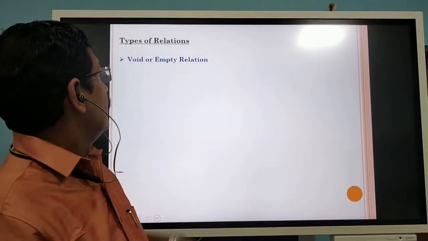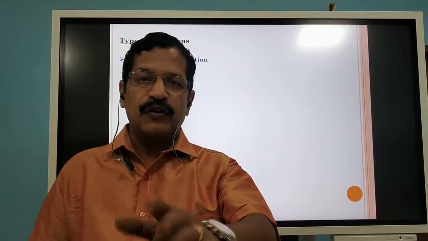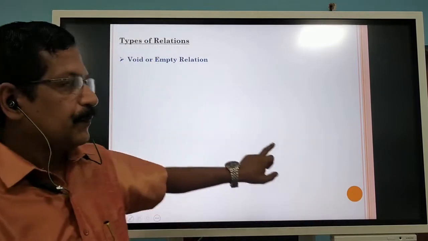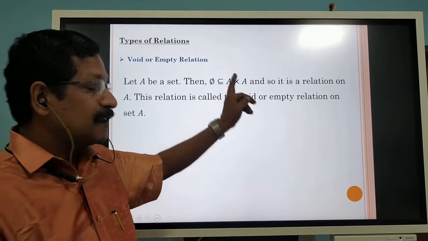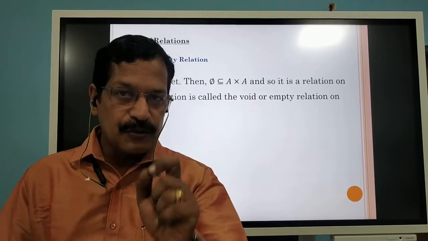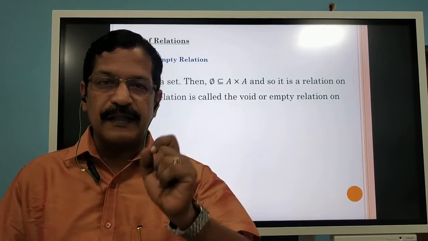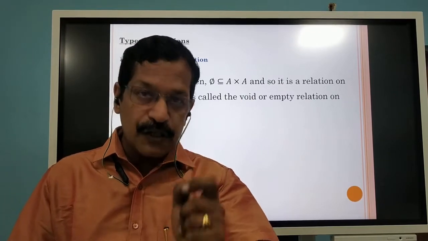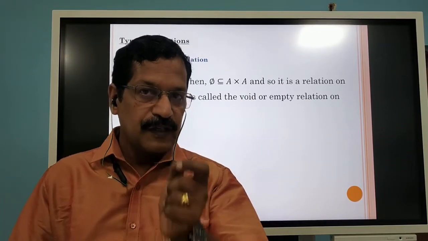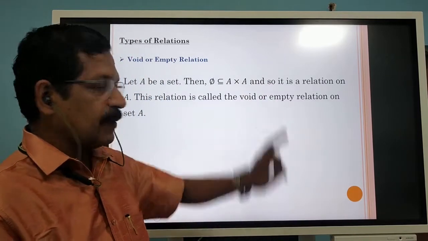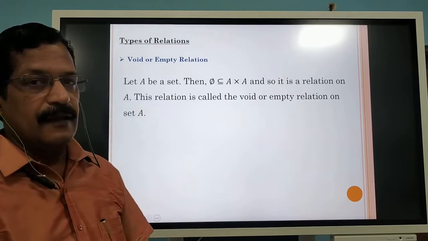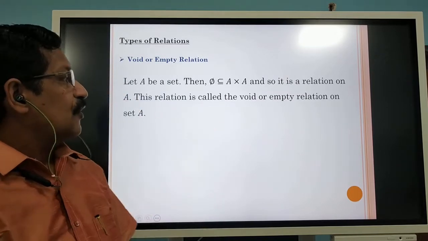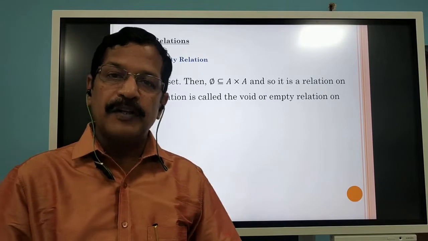So, we are discussing types of relations. First is the empty set or void set, just explained. Let A be a set, then the empty set is a subset of A cross A. I told you, here in 12th class we are generally studying the relation on a set. So, the empty set is a subset of A cross A, and so it is a relation on A. This relation is called the void or empty relation.